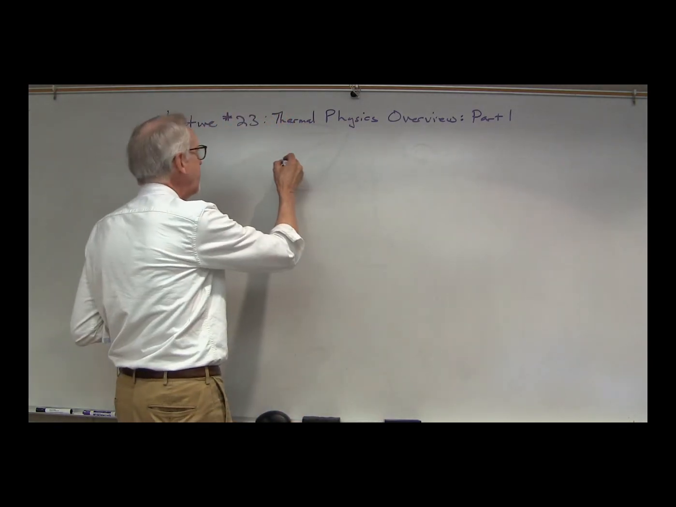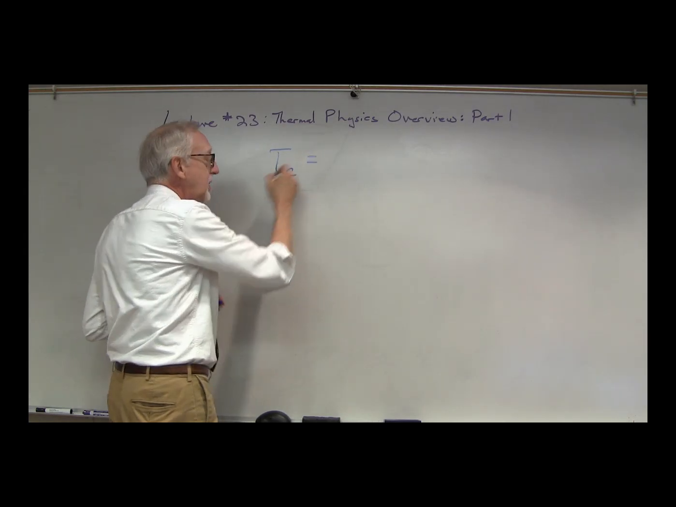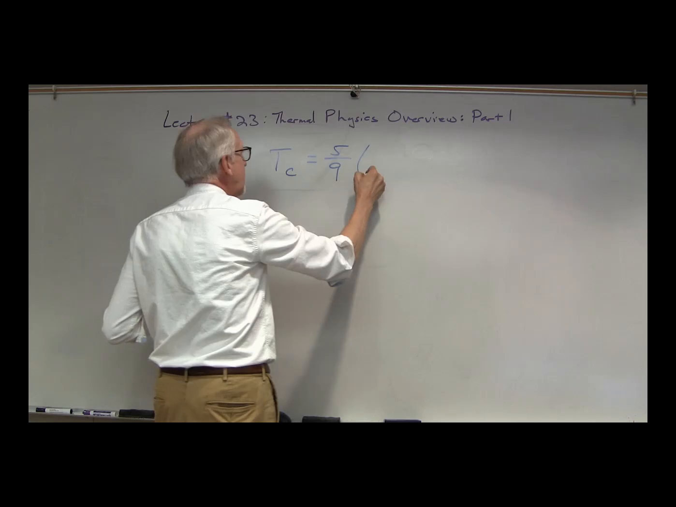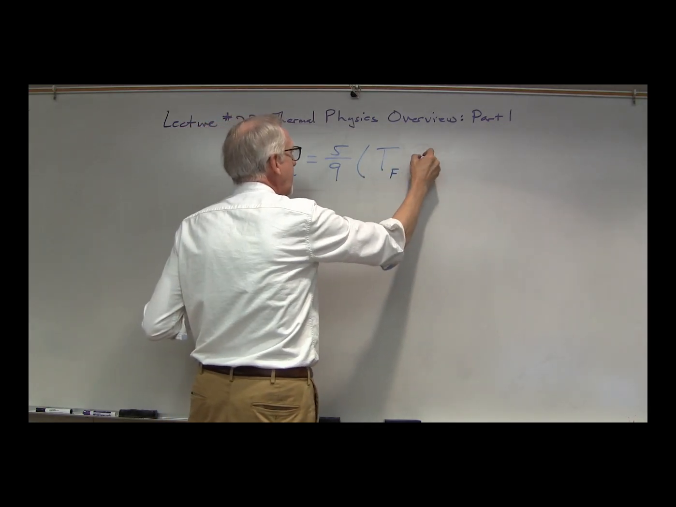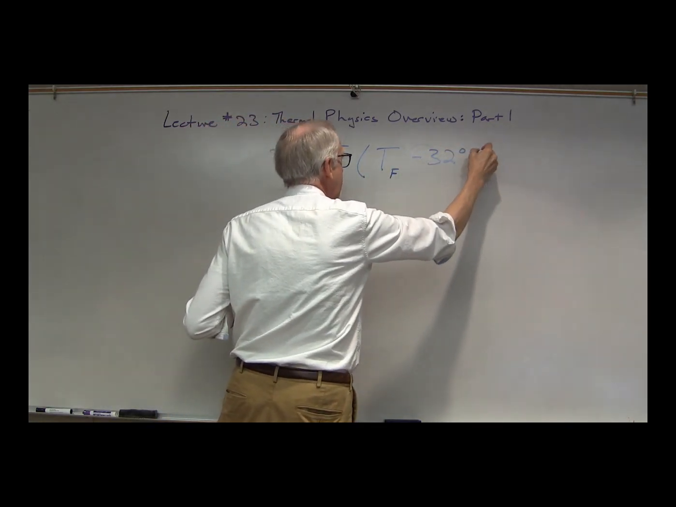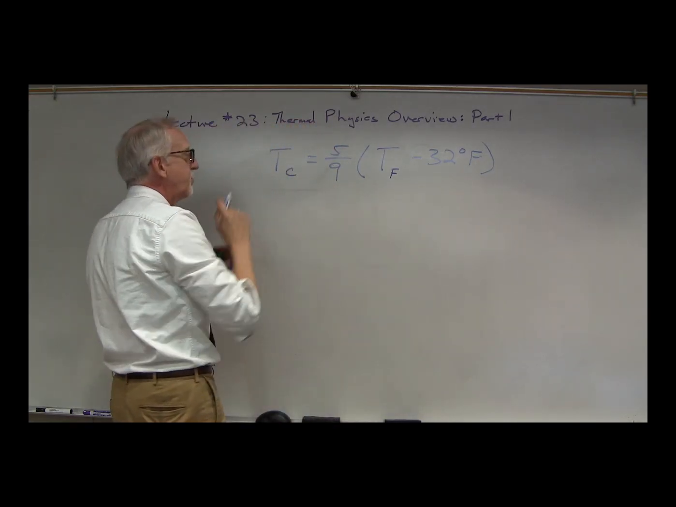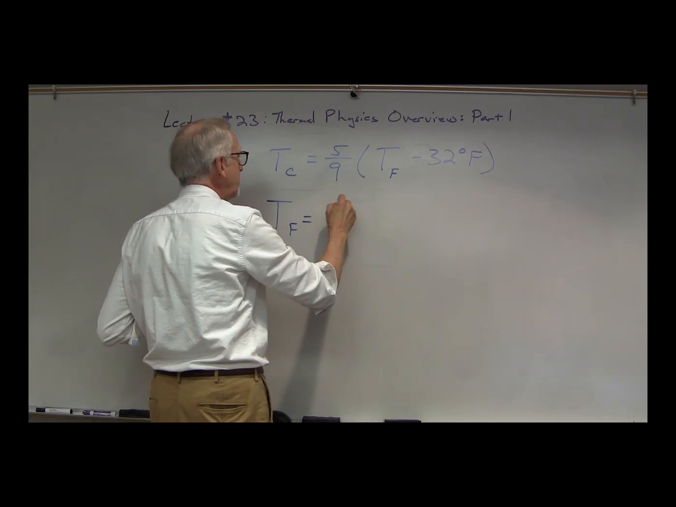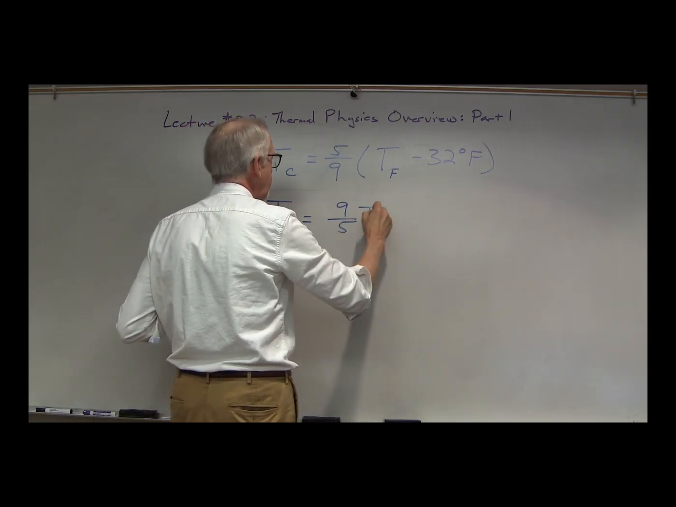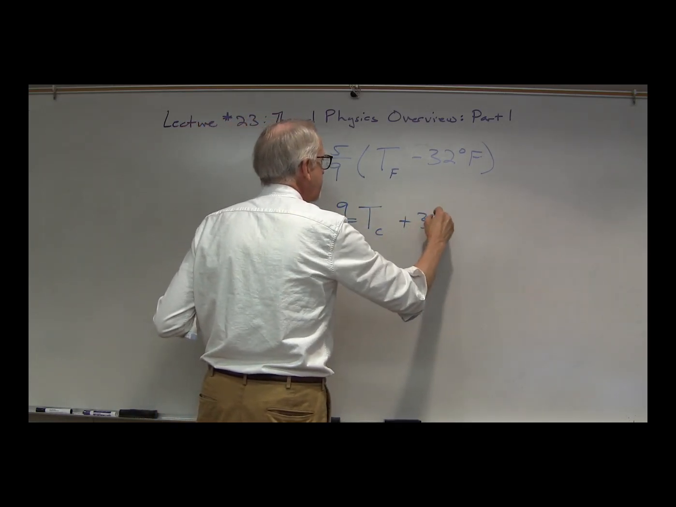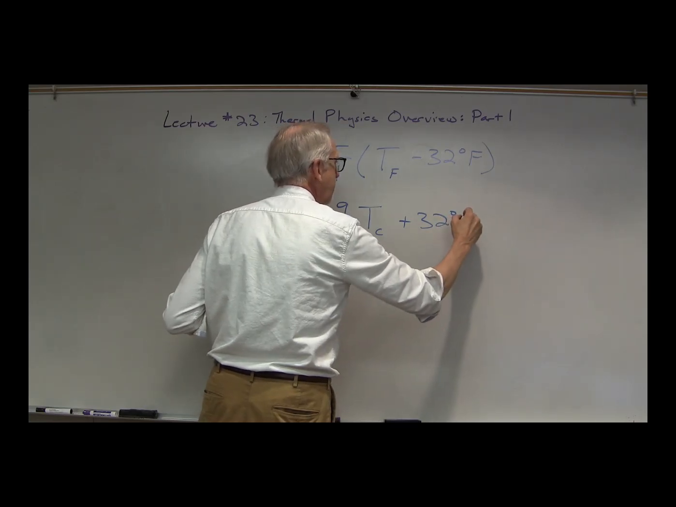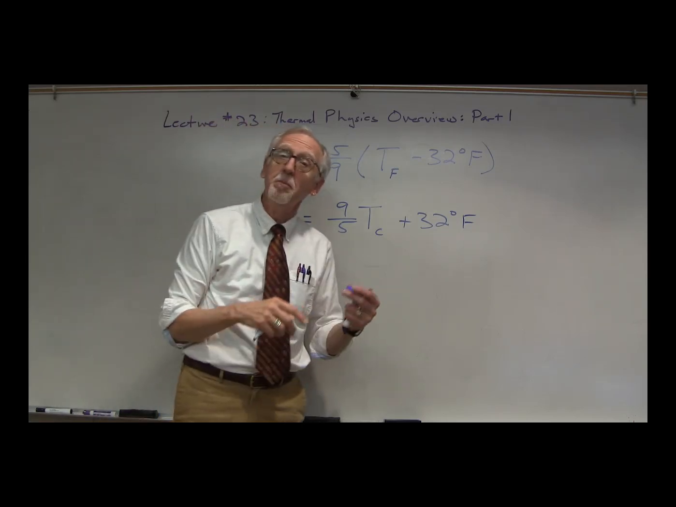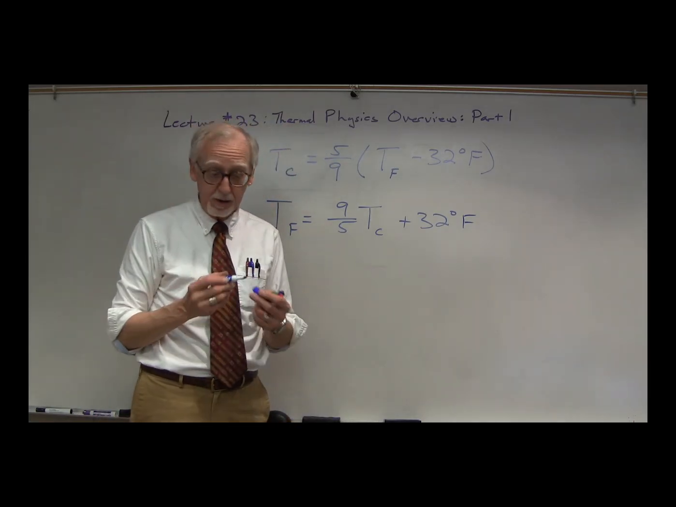It turns out that the temperature in Celsius is equal to, I want to make sure I get my factors right here, 5/9 times the temperature in Fahrenheit minus 32 degrees. And just inverting this, we have the temperature in Fahrenheit is equal to 9/5 times the temperature in centigrade plus 32 degrees Fahrenheit. Okay, so we can go back and forth from Celsius to Fahrenheit.